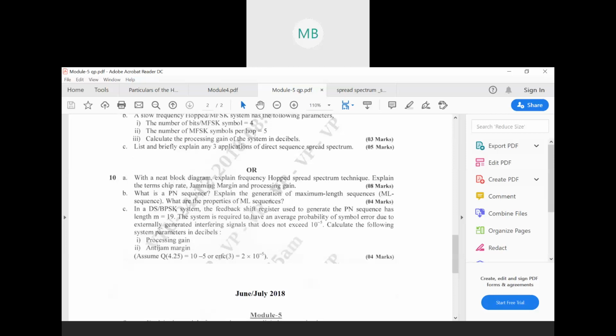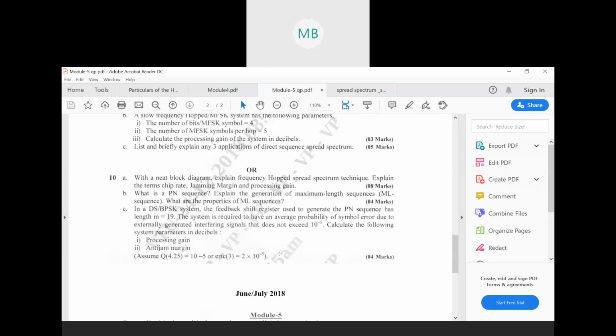Next, problem. In a direct sequence BPSK system, the feedback shift register used to generate the PN sequence has length m equal to 19. The system is required to have an average probability of symbol error due to externally generated interfering signals that does not exceed 10 raised to minus 5. Calculate the following system parameters in decibels: processing gain and anti-jamming margin.